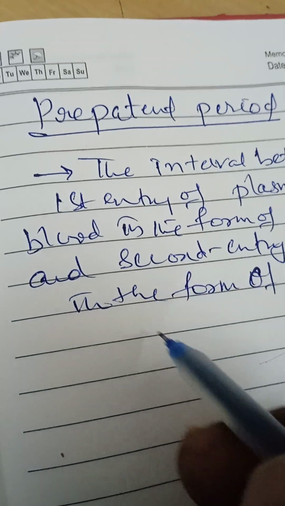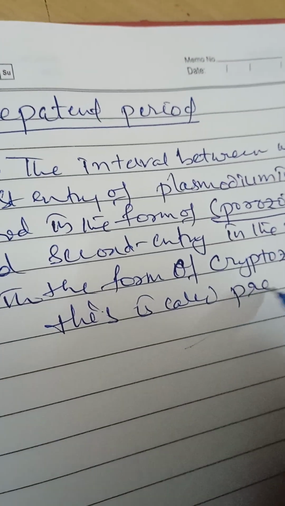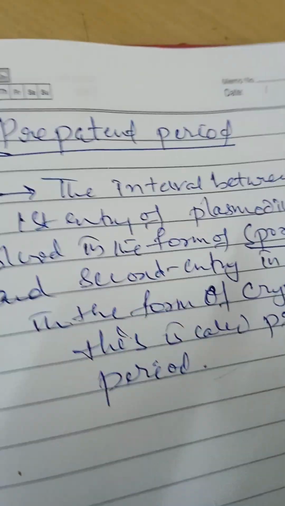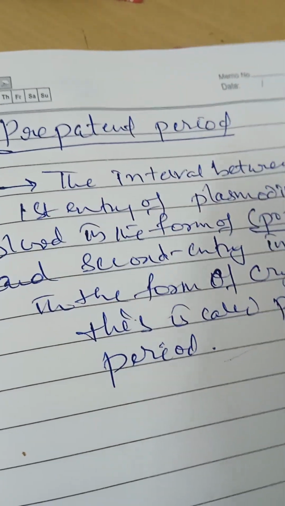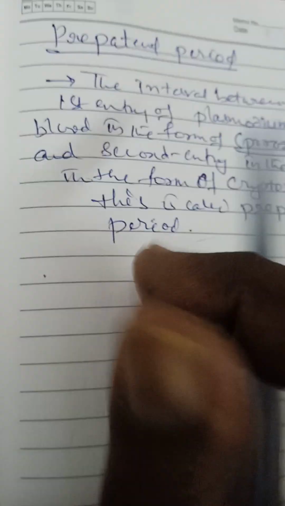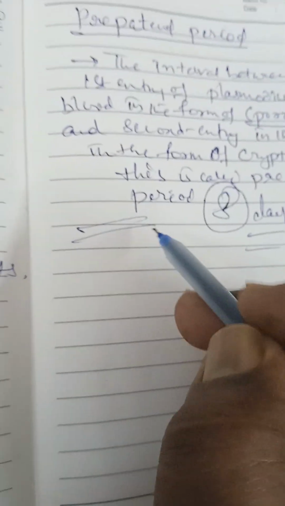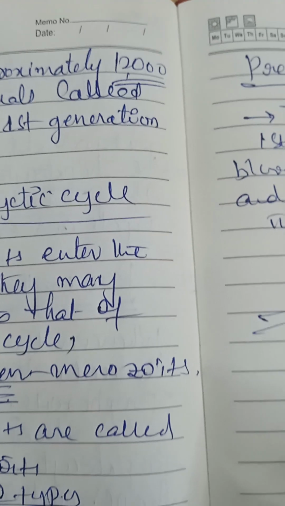This is called the pre-patent period. What is the pre-patent period? The interval between the first entry, sporozoites, and the second entry, cryptozoites. This is called the pre-patent period, right? Approximately 8 days. During this time the parasite increases in number, and the host does not show any symptoms of the disease.